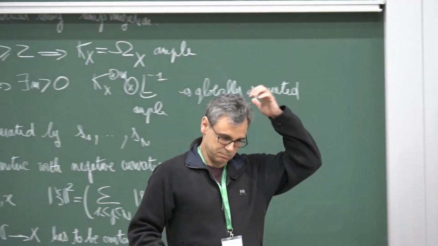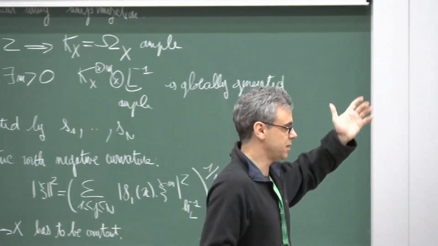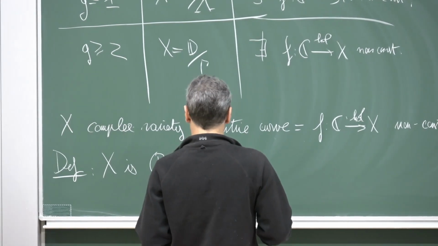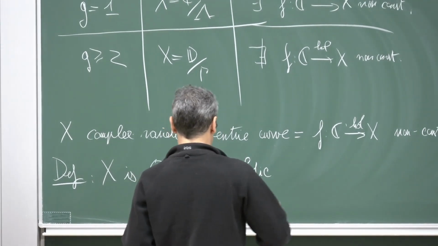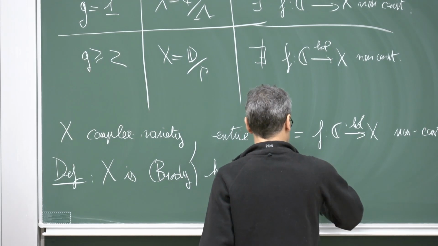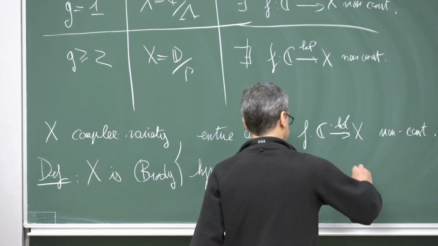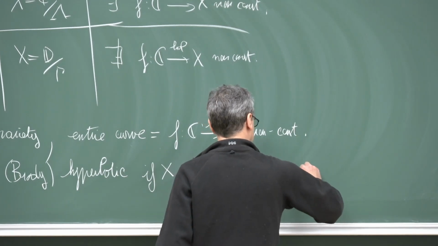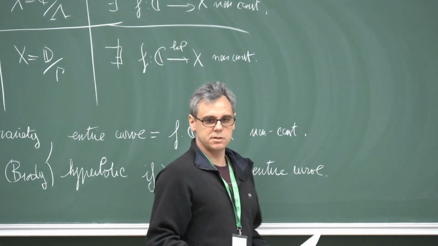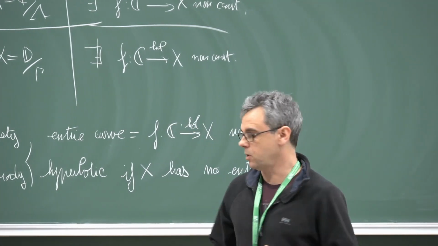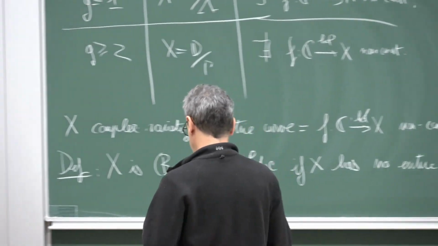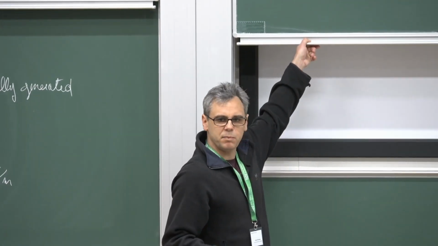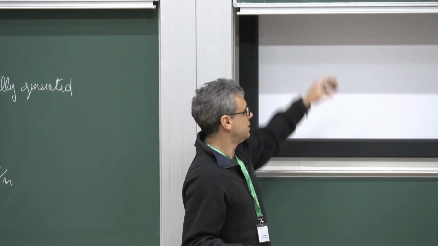Because Brody made important contributions to the study of this topic. So X is called Brody hyperbolic if X has no entire curve. Okay, so this is a general definition for any complex variety. Okay, so the best now is to give more examples or non-examples.